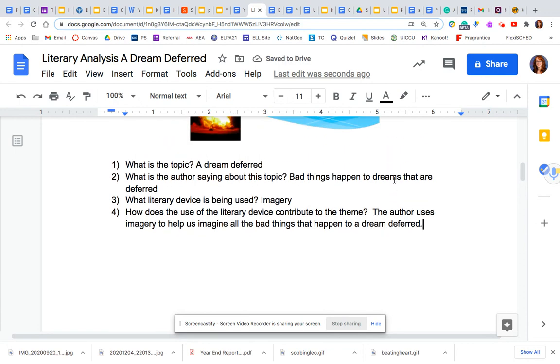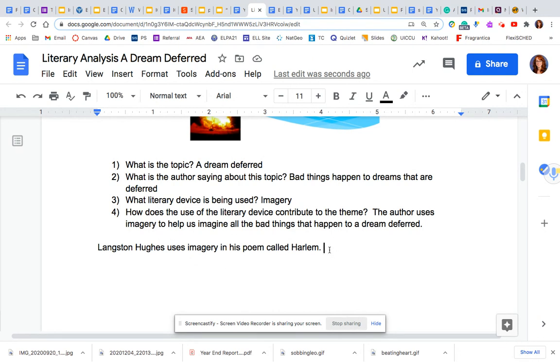So now we're going to put all of this together into a little literary analysis paragraph. At the beginning of a literary analysis paragraph, you mention the title of the poem, the author's name, and the literary device used. So we're going to state all of that in this sentence. Langston Hughes, the author, uses imagery in his poem called Harlem. Okay, so now we've mentioned the author, the poem, and the literary device.